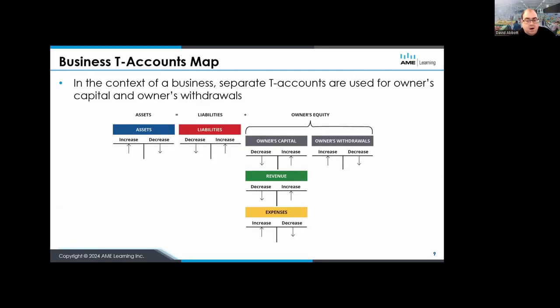So we have here on slide 9, and this is also available for you on page 38, our business T accounts map. In the context of a business, we have separate T accounts that are used for the owner's capital and the owner's withdrawals, and we keep those separate. And then obviously they operate just the opposite of each other. And this book is really nice in that they do use different colors. They use this concept of the accounting map to help us understand how things fit together.